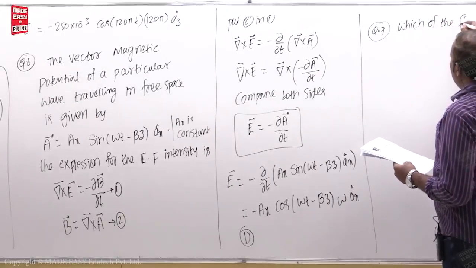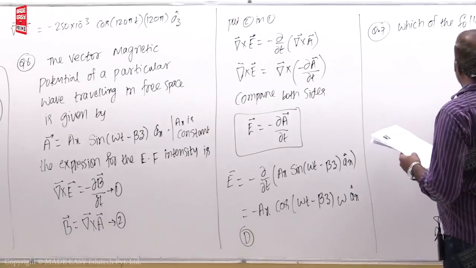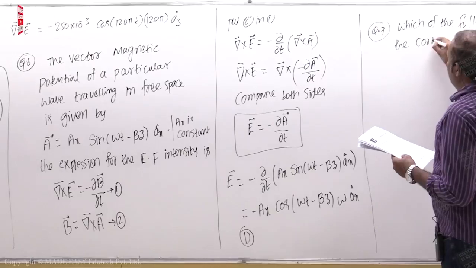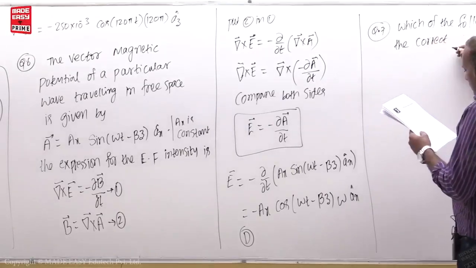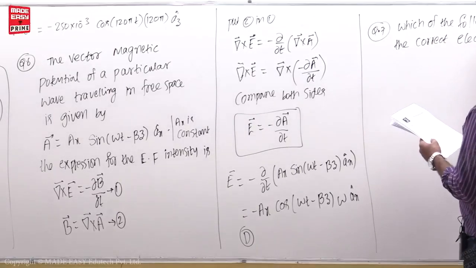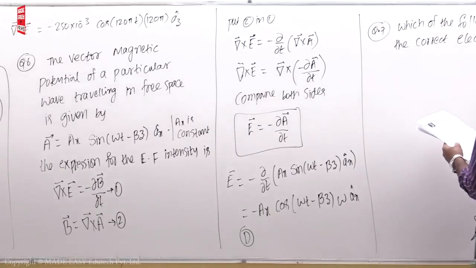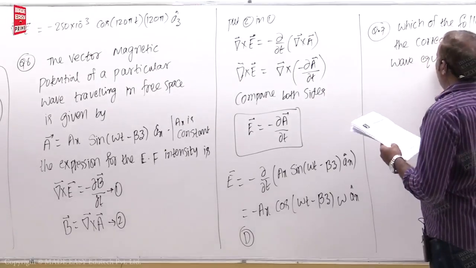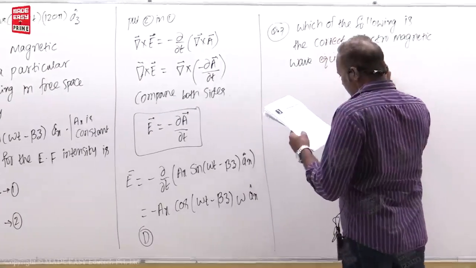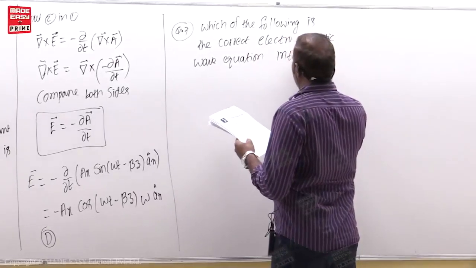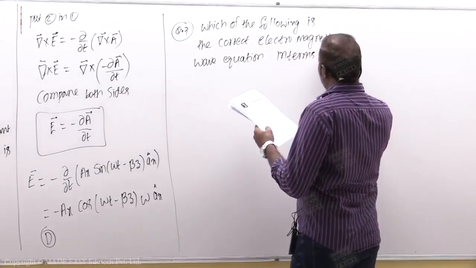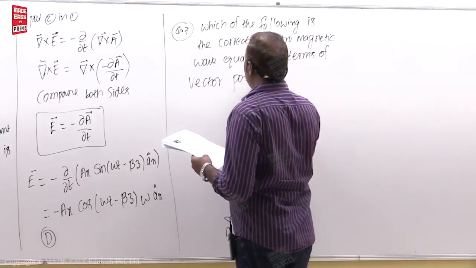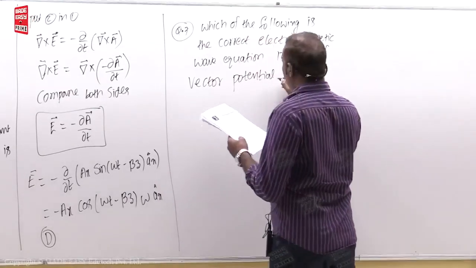Which of the following is the correct electromagnetic wave equation in terms of vector potential? Vector potential means that is vector magnetic potential, A bar.